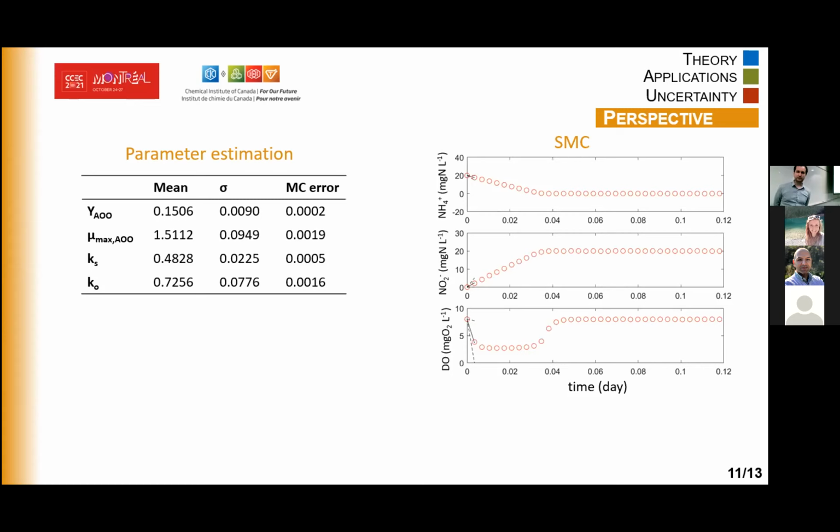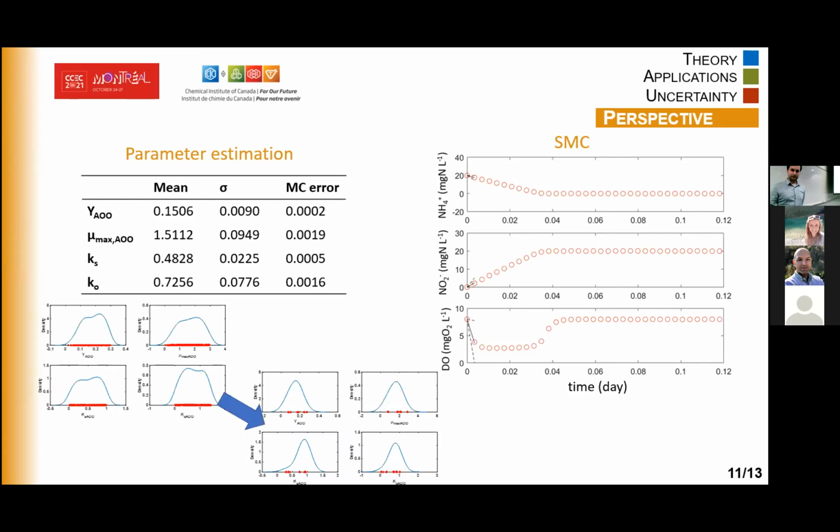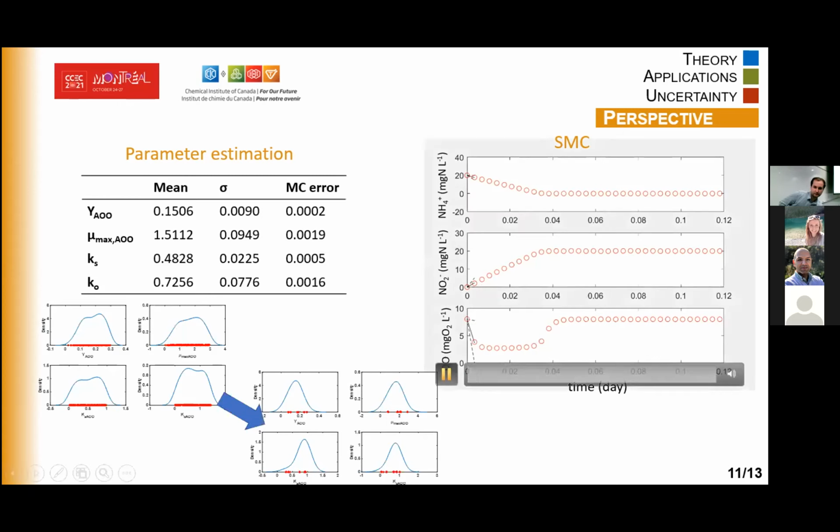On the right-hand side, we developed also a sequential Monte Carlo method. Differently from the previous case, the data is introduced to the system on a step-by-step basis, so the system is updating the parameters at each time step. This is a kind of inline modeling. And we can see that there is a drop in uncertainty and in confidence after a few steps.